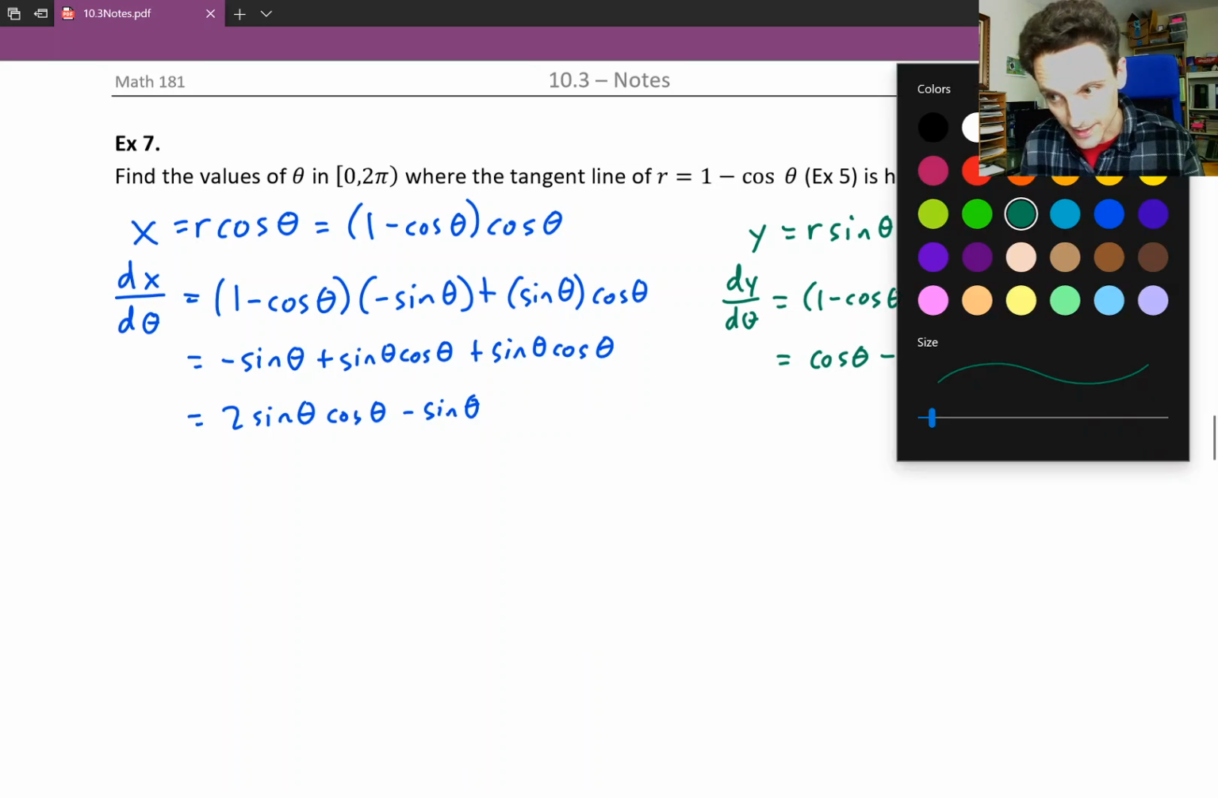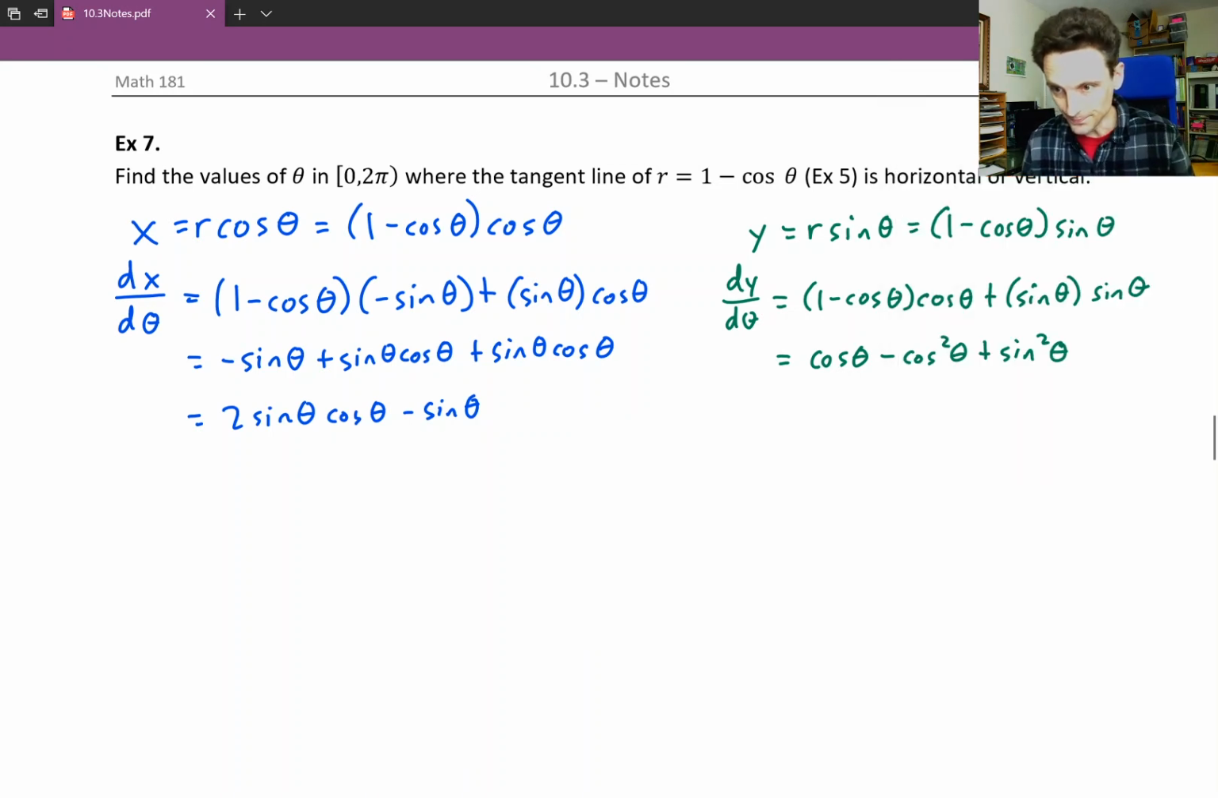Now to find the tangent slope, we're going to divide those two. But rather than writing out dy d theta over dx d theta, remember that if we're looking for horizontal tangent lines, that's going to be where the dy d theta is 0 and the dx d theta is not 0. And vice versa for vertical. So what we're really interested in is where is dy d theta equal to 0 and where is dx d theta equal to 0. Let's first find where dx d theta is equal to 0.